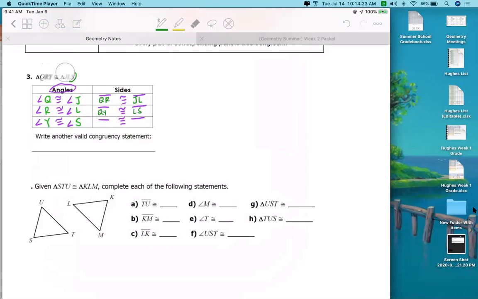Okay, last one. Last one would be the first and last letter, and then the first and last letter. So Q, Y, and J, S. Okay, any questions about that?